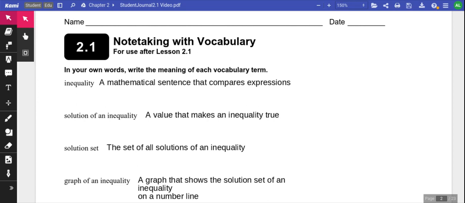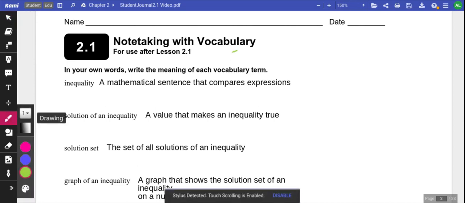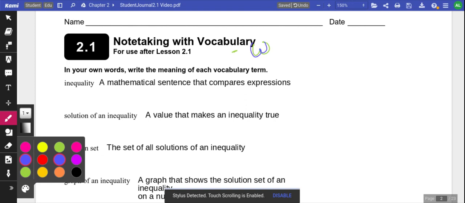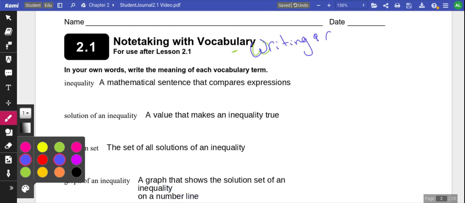So here, 2.1, this section is just called writing and graphing inequalities.